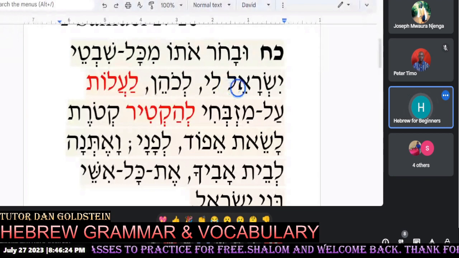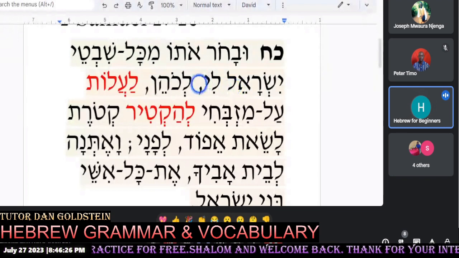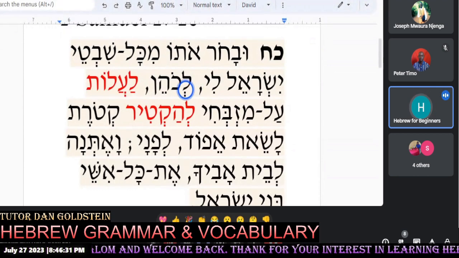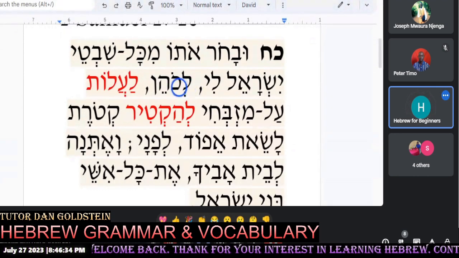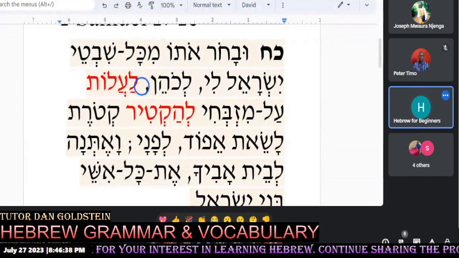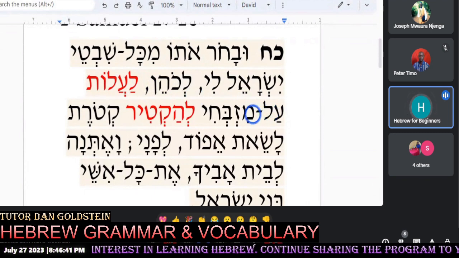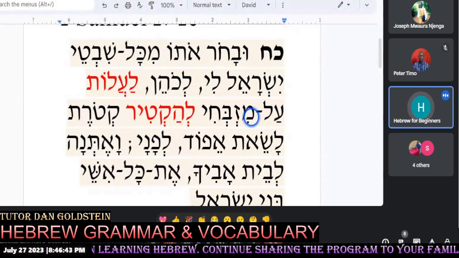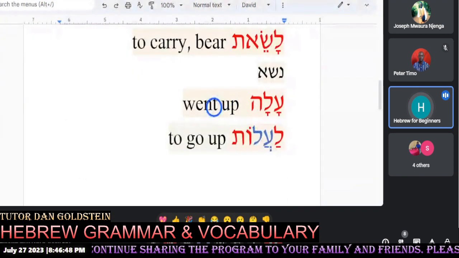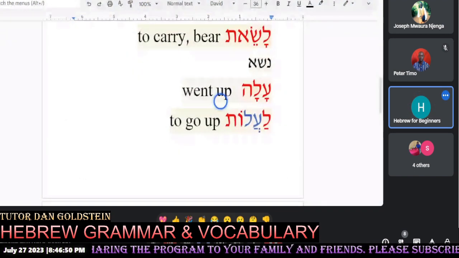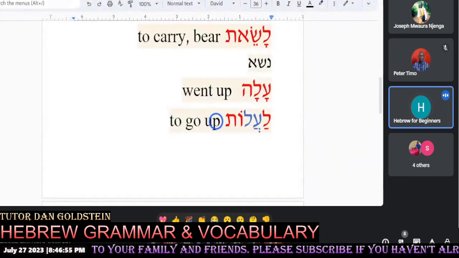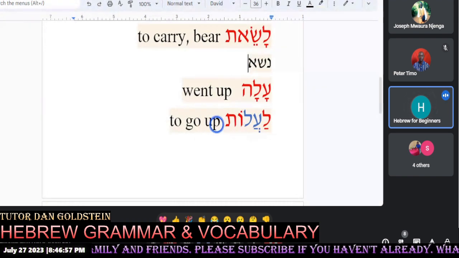li, for me, the kohen, to serve as kohens, to serve as priests. La'alot al mizbechi, to go up on my altar. Alah means went up, or basically means go up. La'alot, to go up. So we see an infinitive form, la'alot, to go up.